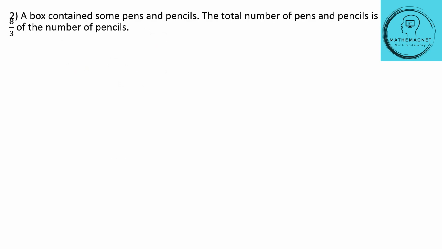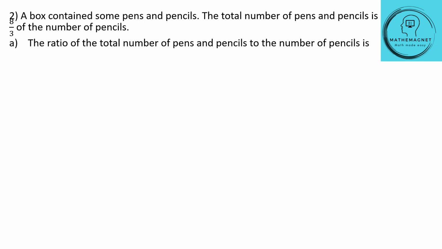Question number 2. A box contains some pens and pencils. The total number of pens and pencils is 8 by 3 of the number of pencils. A. The ratio of the number of pens and pencils to the number of pencils is: we know the total number of pens and pencils is 8 units and the number of pencils is 3. So the ratio will be 8 is to 3.